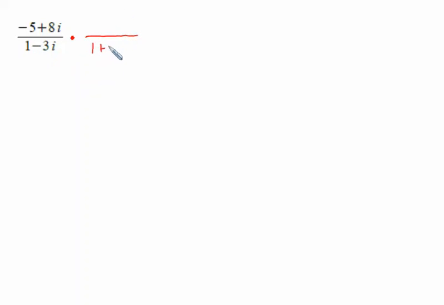So here we are going to multiply by 1 plus 3i on both the top and the bottom of the fraction. We always need to multiply by the same thing on top and bottom because then we're really multiplying by 1.